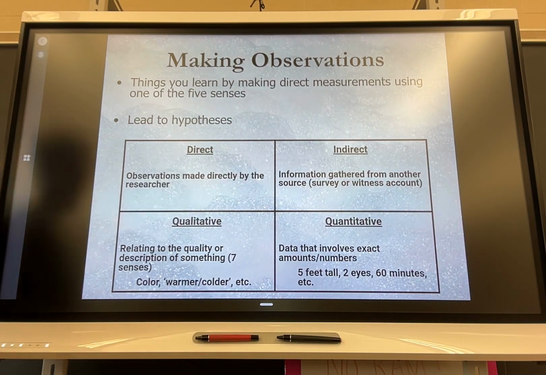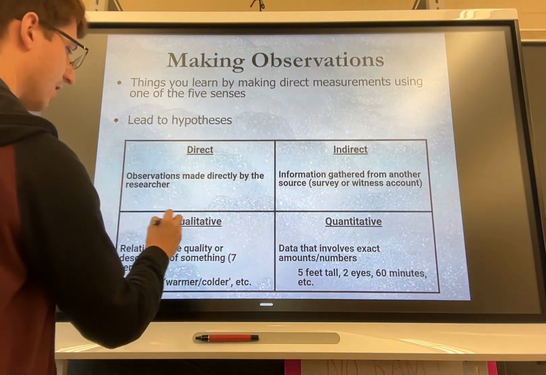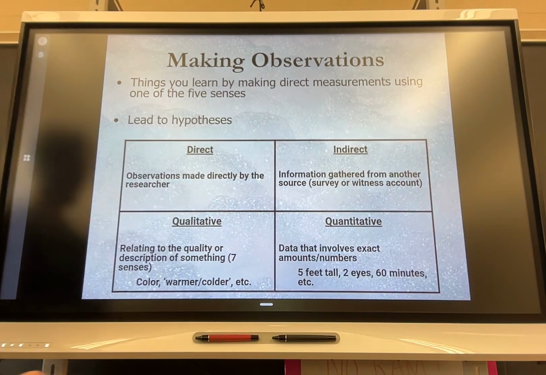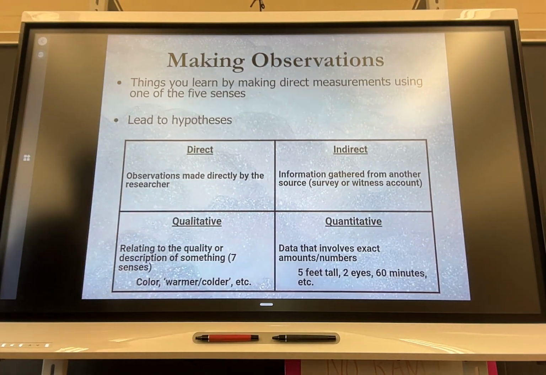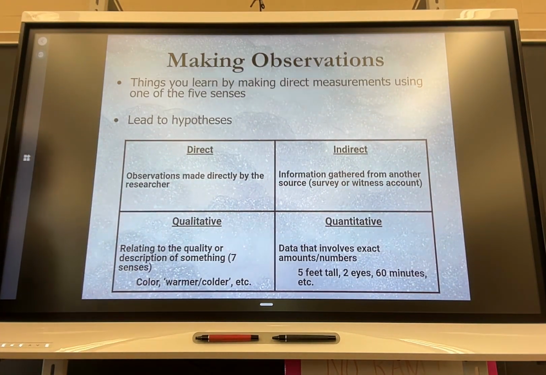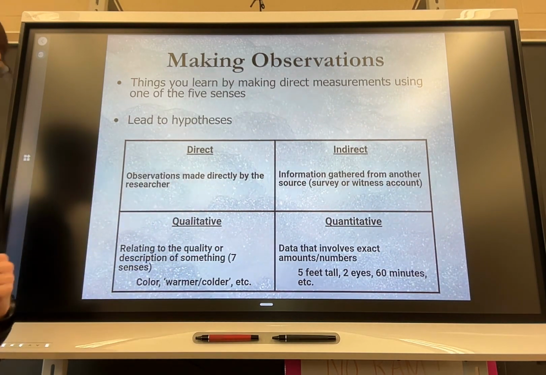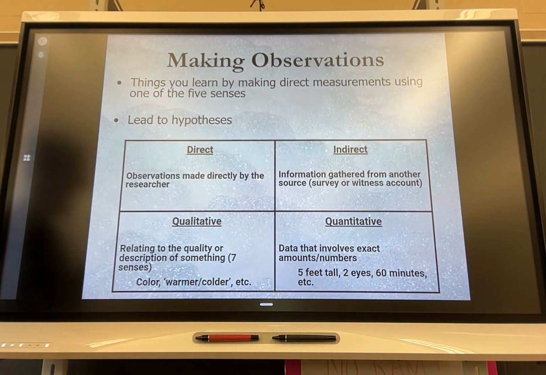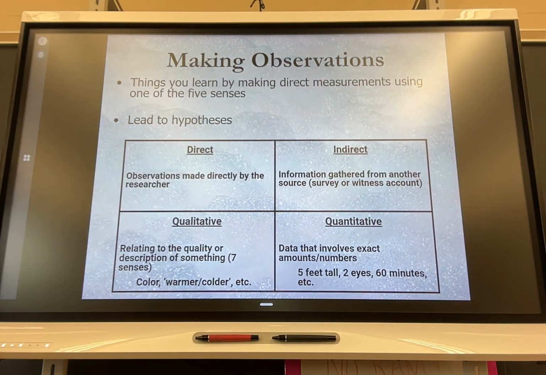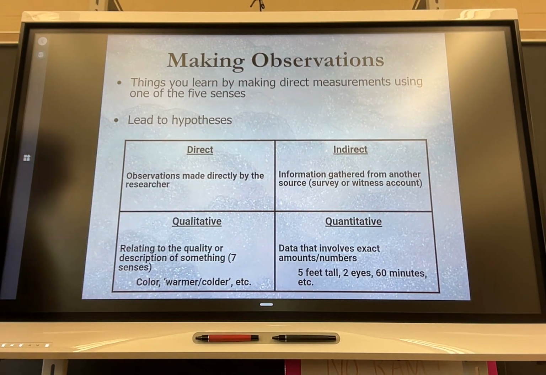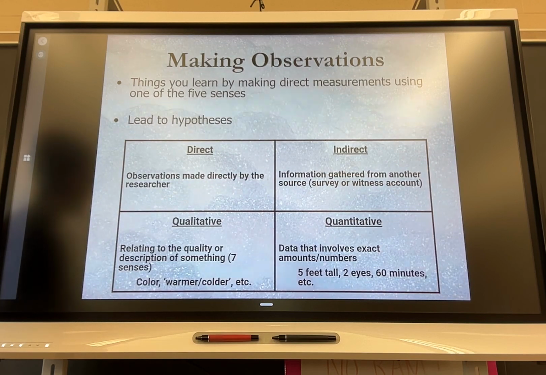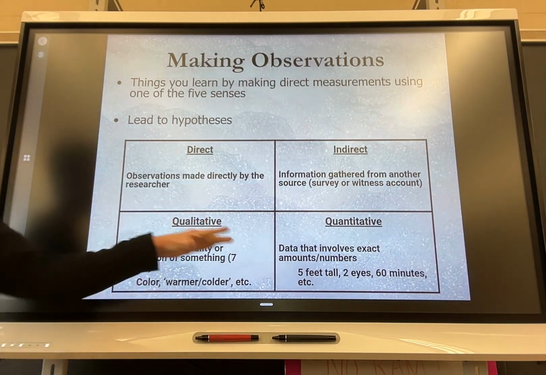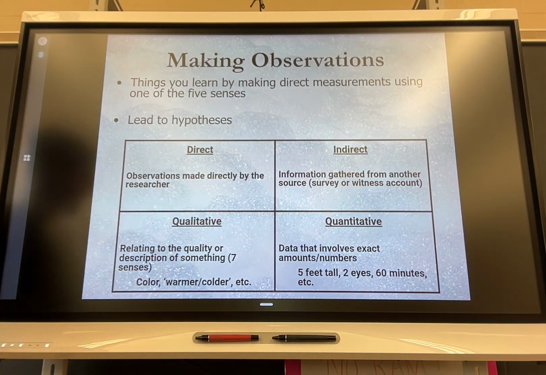Qualitative, if you look at the root word quality, qualitative is going to be a measure of the quality or the description of something. So if we're looking at these senses, for example, if something changes color, that would be qualitative. If something gets warmer or colder, if we observe behaviors, those will all typically be qualitative.